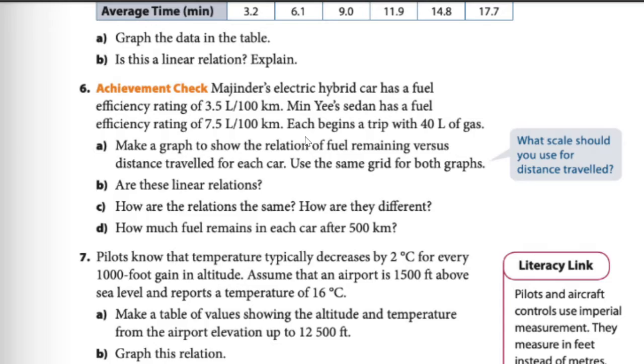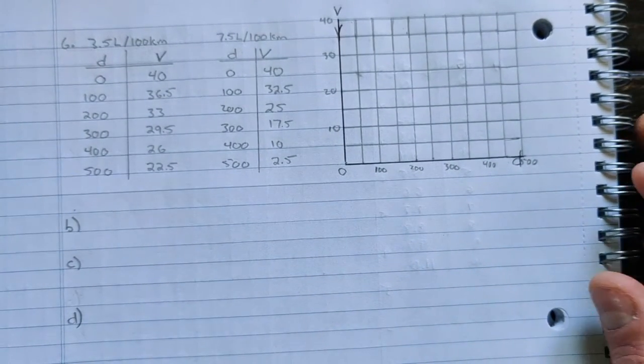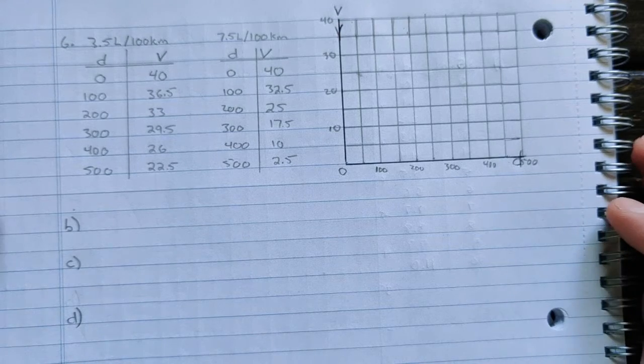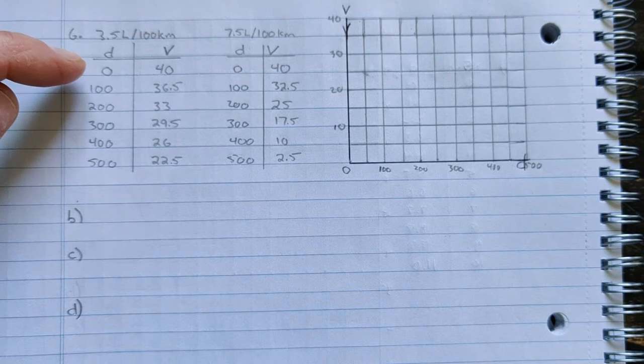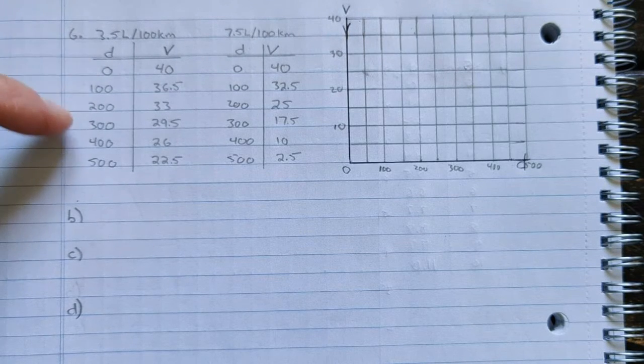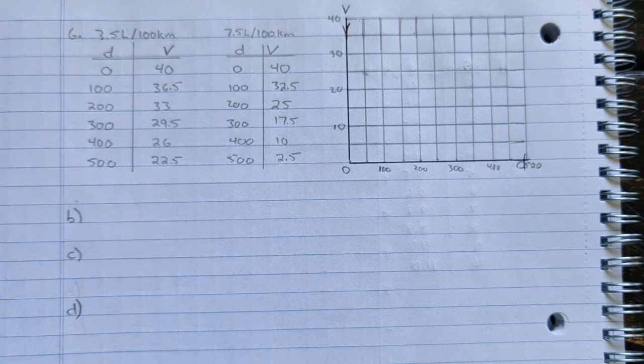So I've got this all set up for us here. I've already done the two tables of values for us. The first one was 3.5 liters per 100 kilometers, so I just went up the distance by 100 kilometers, going up to 500 here. Six values is a good number. Make sure that we have a good number of values to create a graph. It also happens to be a number that we need later on in the last part.